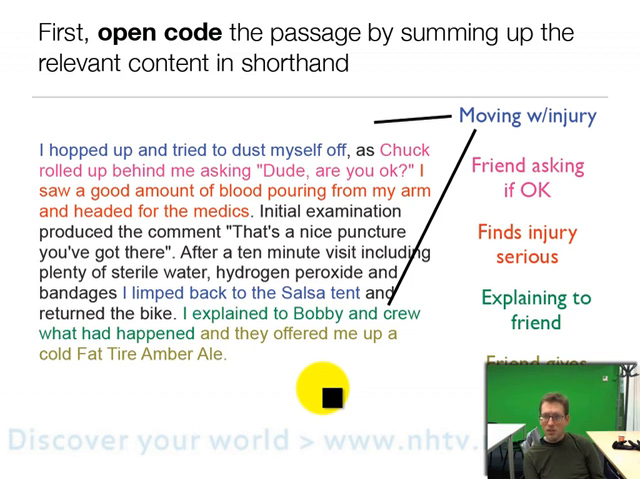So, this is my open coding of this paragraph. And these are all open codes. You can see I had one code, moving with injury. That occurred twice. Then I coded the place where he found his injury serious. And all these other codes had to do with interactions with friends. And they occurred only once.